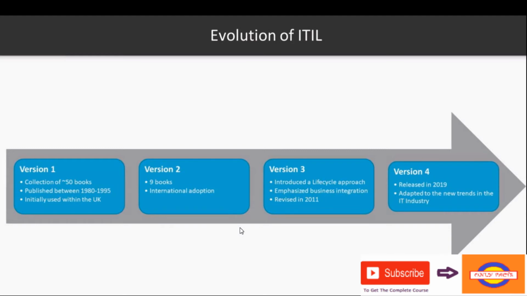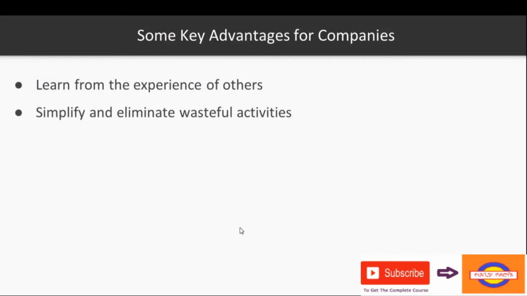Why is this framework so popular at the moment? What would be the advantages that a company could have by implementing the guidelines in ITIL? First of all, instead of starting from scratch, you learn from the experience of others. You apply something which works. It also helps you build a better model. Optimize your activity. Identify any wasteful, unnecessary things you are doing and eliminate them in order to optimize.